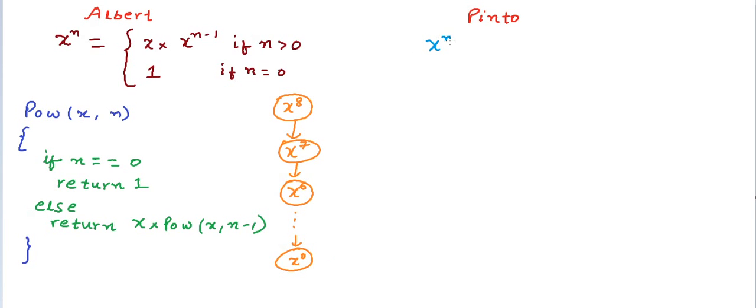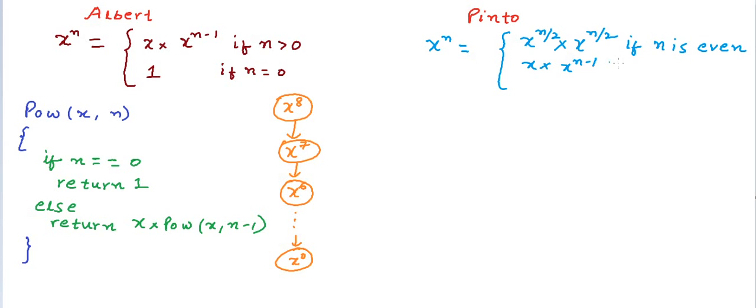He says that x to the power n can be written as x to the power n by 2 into x to the power n by 2 if n is an even number, and x to the power n is equal to x into x to the power n minus 1 if n is odd, and x to the power n is equal to 1 for the simple case or the base case of n is equal to 0. So we have two different recurrence relations for two different cases, and let us see how the program looks.